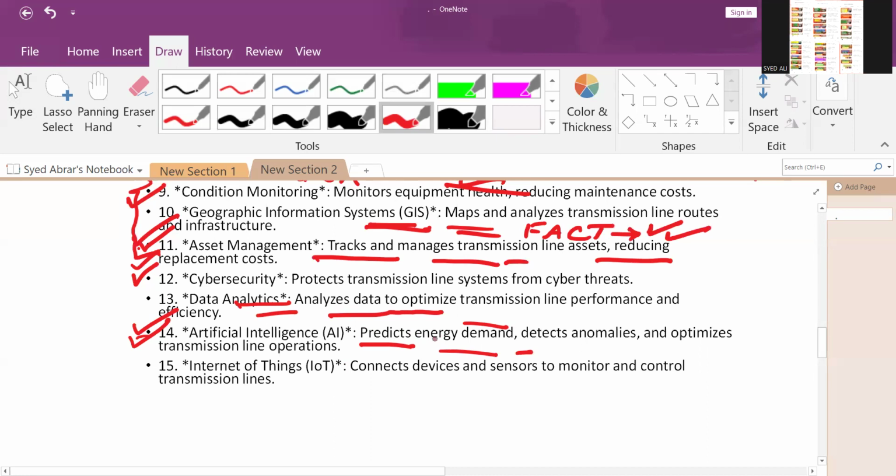So I have already uploaded many videos on DLR. Please go through the DLR. What is DLR? Very important. So I am writing a paper on this as well.